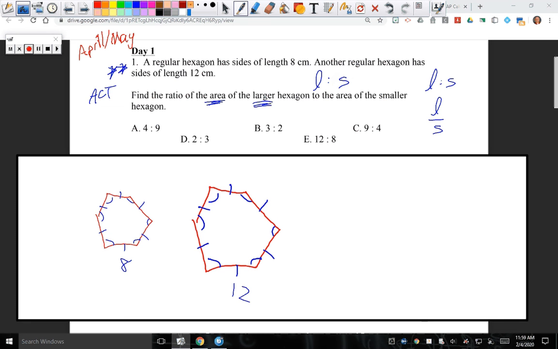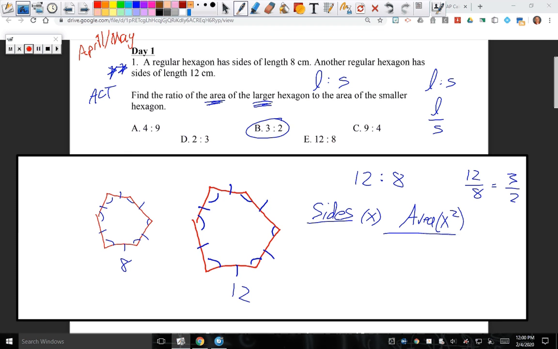If the larger side is 12 and the smaller side is 8, we could look at this almost like 12 over 8. And if I divide by 4, we get 3/2. And some of you might have put that. But that would only be for the ratio of the sides. It's not the ratio of the area. Okay? Because the side lengths are one-dimensional. The area is two-dimensional. And the volume is three-dimensional.